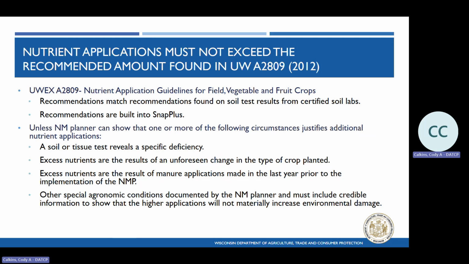Unless a nutrient management planner can show that one or more of the following circumstances justifies additional nutrient applications: a soil tissue test reveals specific deficiency, excess nutrients are the result of unforeseen changes in the type of crop planted, excess nutrients are the result of manure applications made in the last year prior to implementation of the nutrient management plan, or other special agronomic conditions documented by the NM planner, and must include credible information to show that the higher applications will not materially increase environmental damage.